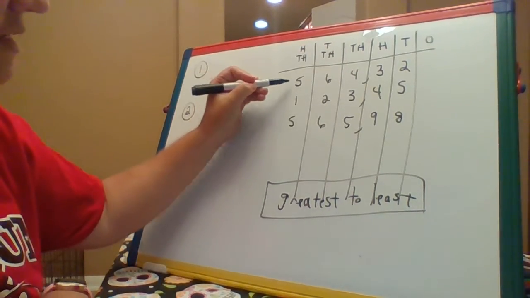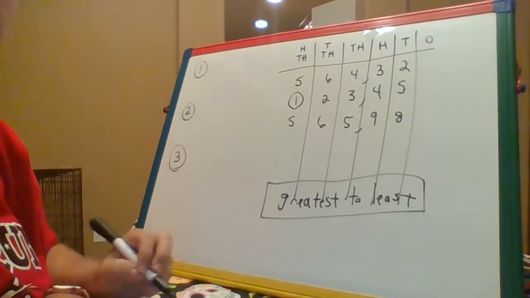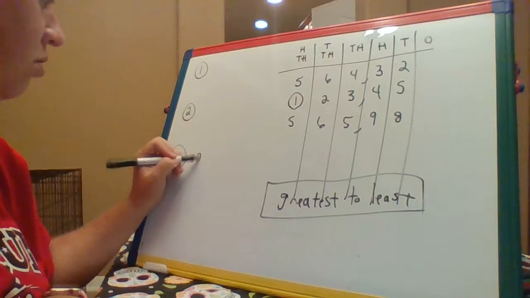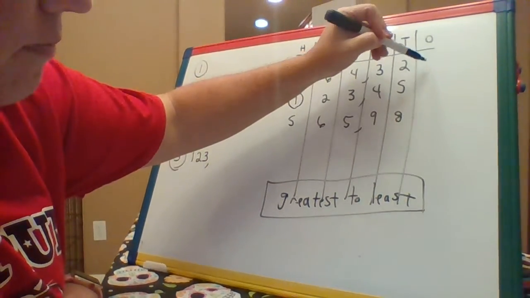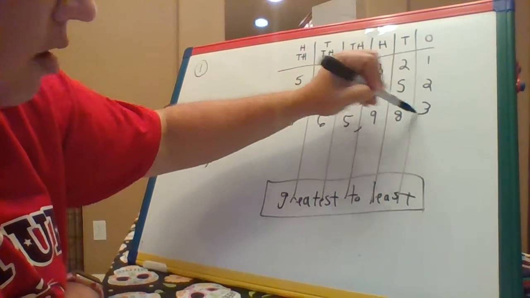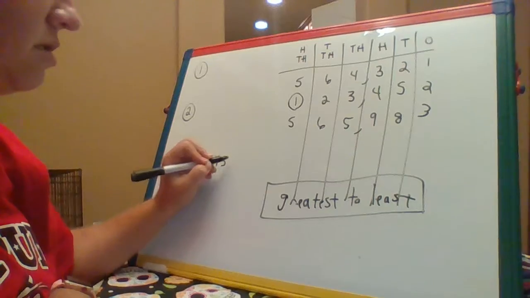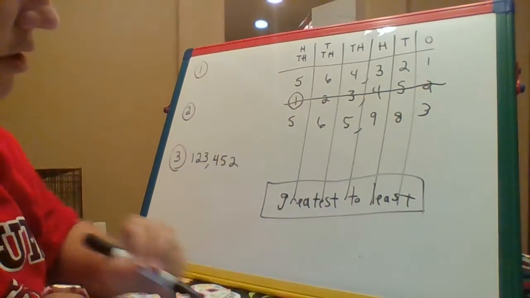So right away, I see a 5, a 1, and a 5. So this 1 is a lot smaller than the 5s. So I'm going to go ahead and put it down as my smallest number. Okay, so I'm going to cross it out because I know I'm done with it.